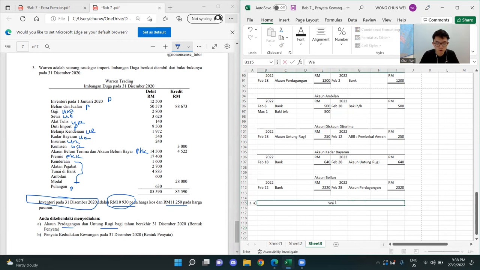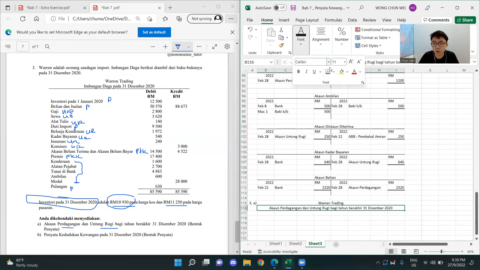So this is the name Warren Grading. Account. Okay, now here the thing is, they mix together. Can you see it now? Account perdagangan dan untung rugi. And most of the question in your exam, they love to mix them. Perdagangan dan untung rugi. But then nothing change. It's just that you combine them together only. Alright, so don't be panic. Tahun bagi tahun ber-AQ. 31st December 2020. So just copy and take note, this is bentuk penyata.